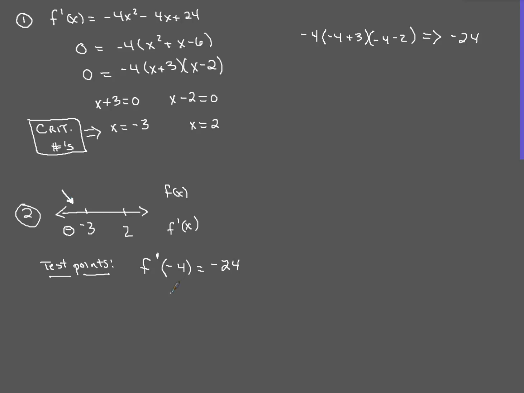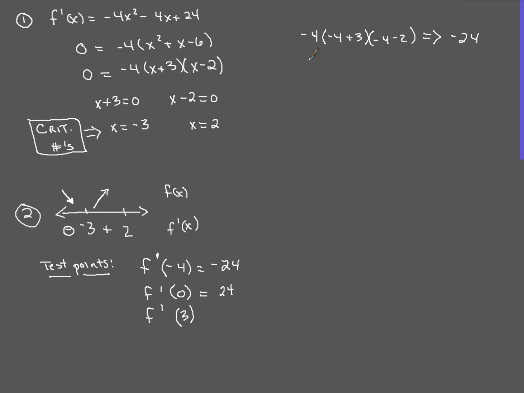Now, the next number I'm going to pick is going to be somewhere between negative 3 and 2. And anytime I'm given the opportunity, I like to use the number 0, because that's really easy to do. And sometimes what I'll do with 0 is I'll just look at the derivative before we factored it, because the only thing that's going to be left is any constant. And in this case, that constant is 24. Now, 24 is positive, which means my function is going to be increasing or moving in an upwards direction. Lastly, I've got to pick one other value, and that's on the right-hand side of 2, so I'm going to go ahead and choose 3.